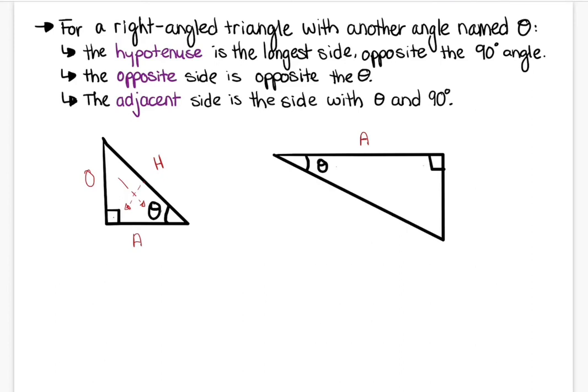Then let's do our hypotenuse, the one that's directly opposite our right angle, this guy here. That's our hypotenuse, because it's also the longest side of the triangle. That part has not changed at all. That leaves us with one side left, our opposite, because it is opposite our angle. So that's how we label these triangles.